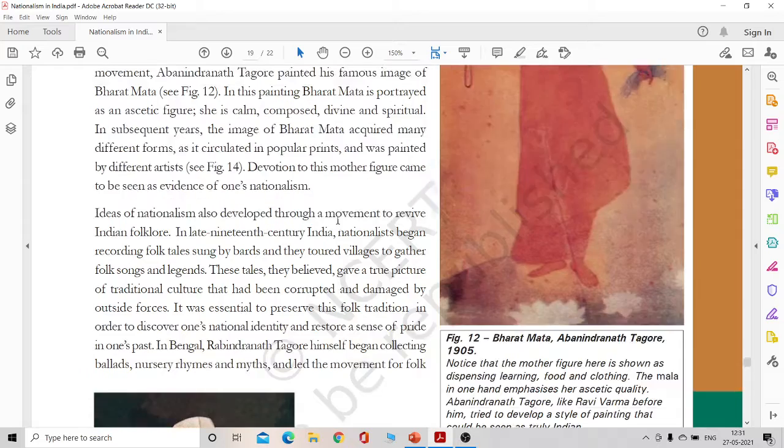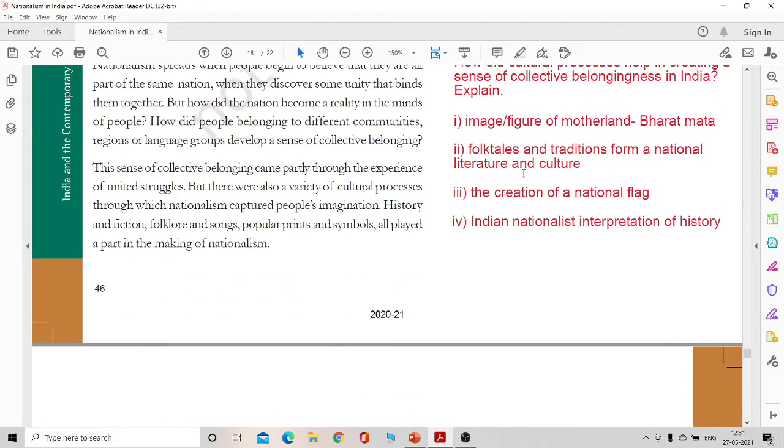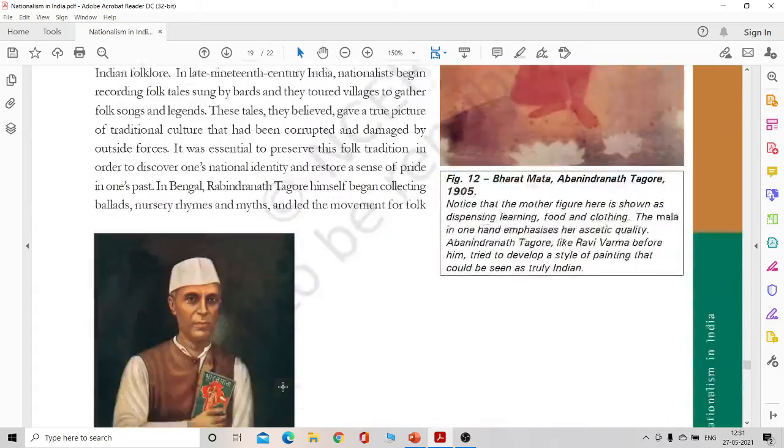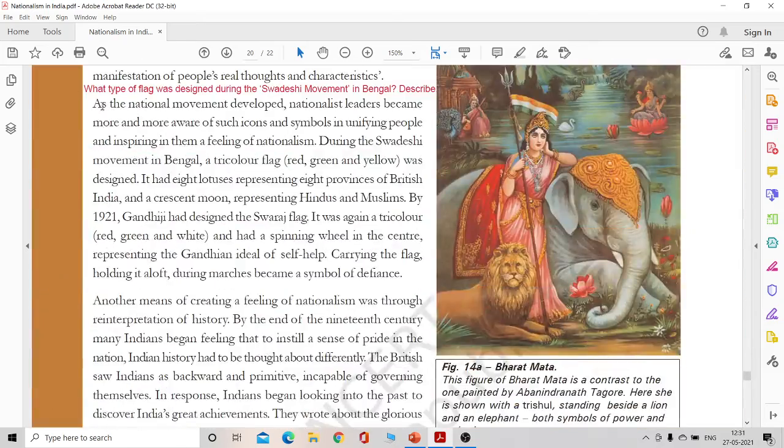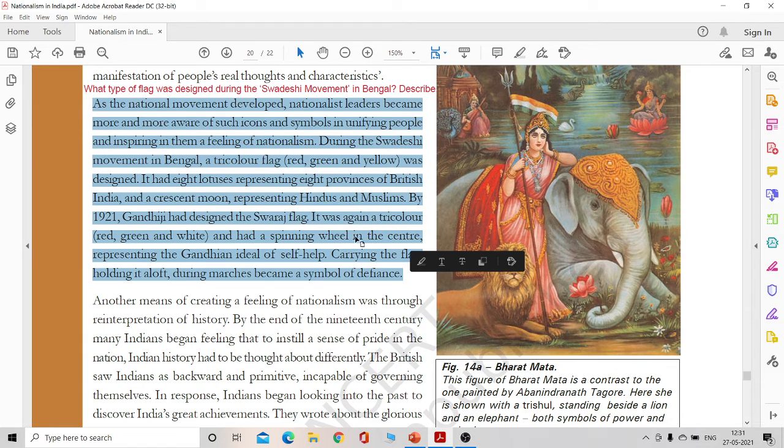The next point that you can add is of course the creation of the national flag, where we see that again an image of India is being created, right? So here you will get the answer. First, the Swaraj flag, right? That was designed by Gandhiji himself, and of course the very early flag of the Swadeshi movement.